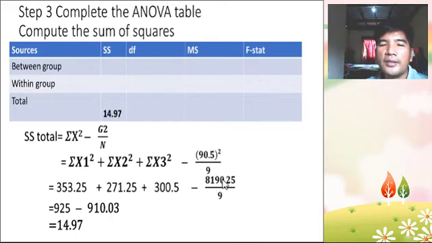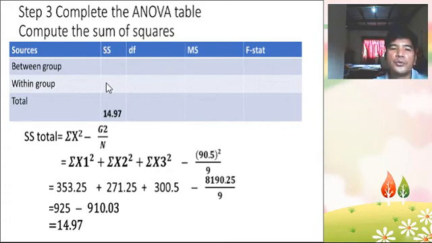Okay, 8,190.25 divided by 9 equals 910.03. How did we get the 925? You add 353.25 plus 271.25 plus 300.5 equals 925, minus 8,190.25 divided by 9, which is 910.03. You subtract, the answer is 14.97. Okay, that's why the SS total is 14.97. You write it here in the table. Okay, you have to complete the table as stated in step 3.